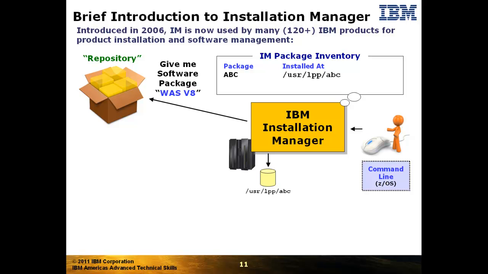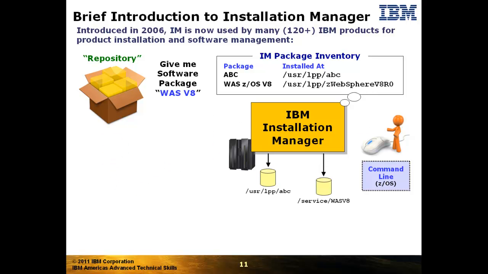Now imagine we use Installation Manager to get WASZOS version 8. It pulls the product from the repository, updates its installed software information, and installs the managed copy of the software at the location you name, in this example /service/WASV8. In this example, we're showing how Installation Manager has installed and is managing a service copy of the code.